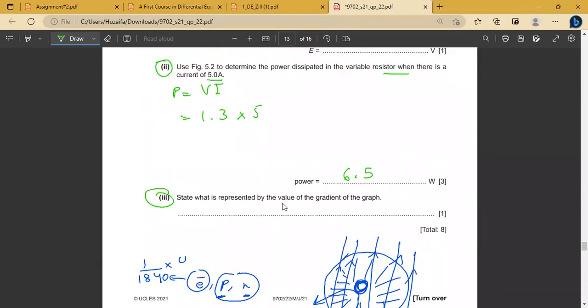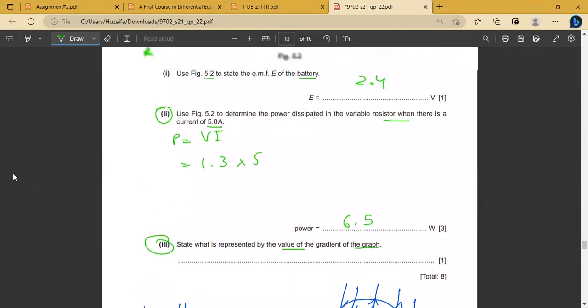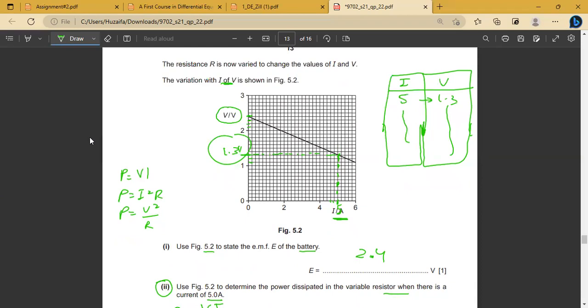State what is represented by the value of the gradient of the graph. What will my gradient tell me for this graph? Tell me. The gradient of the graph, what will it give you?